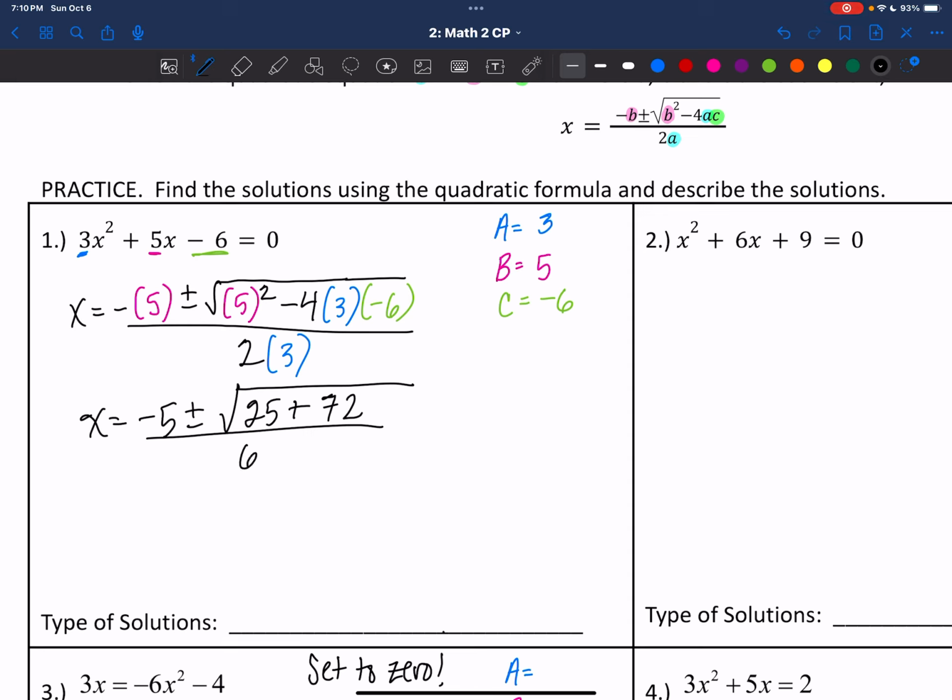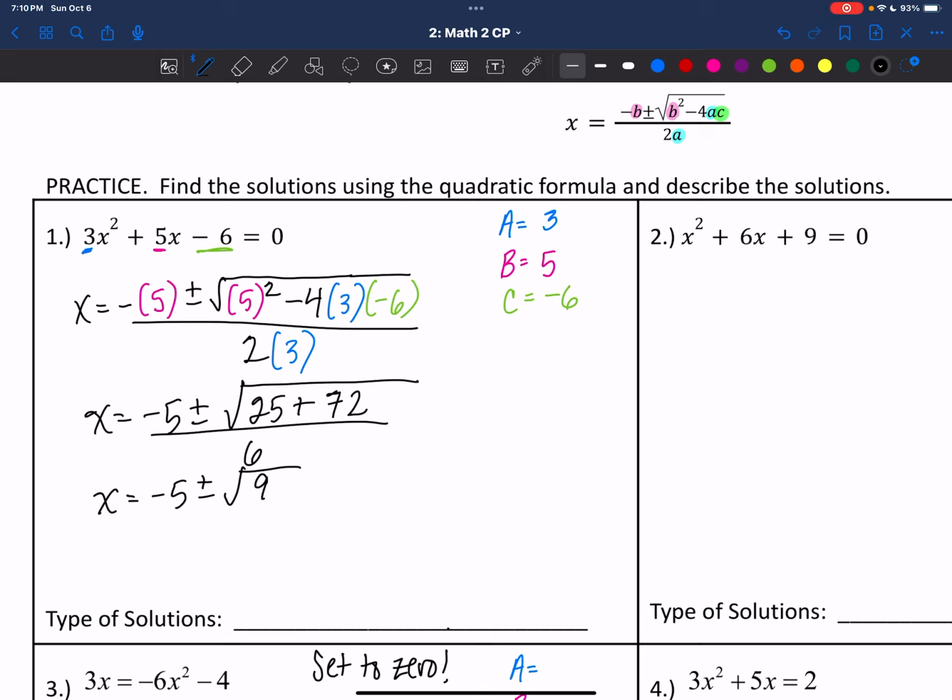Now combine that, so we'll get 25 plus 72, which is 97, over 6, and that is going to be our answer, because we can't simplify this anymore. So this is our answer right here. X is equal to negative 5 plus or minus root 97 over 6.